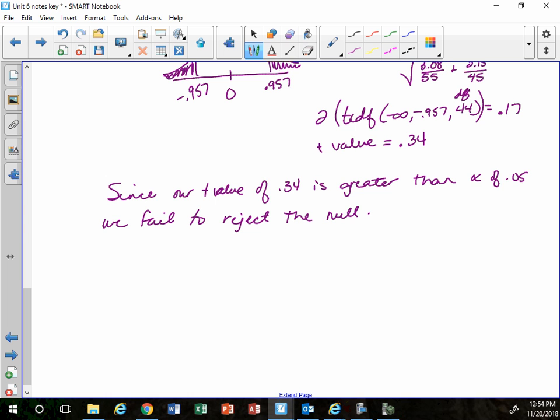There is not enough evidence. And guys, this is something I was noticing when grading your last test. A lot of you, instead of saying fail to reject, you were saying we accept the null. No. We are just failing to reject it. Okay, you have to use those words. And we're not proving anything. We're just talking about what the evidence suggests. So accept and prove should never be in your conclusion.